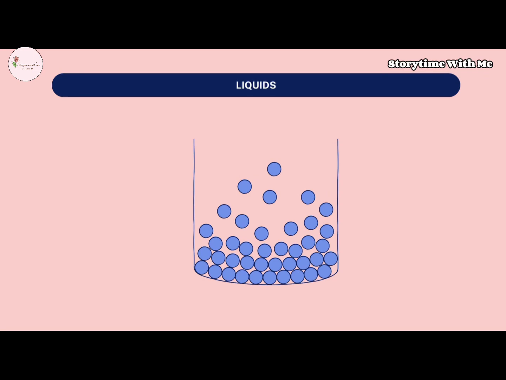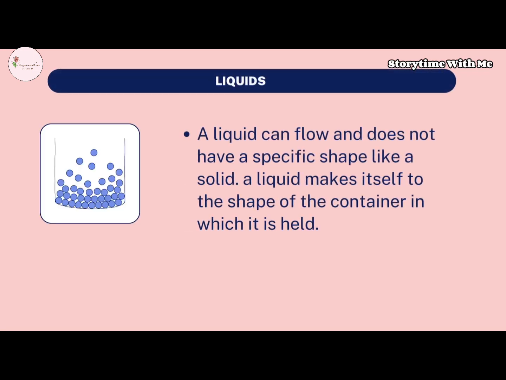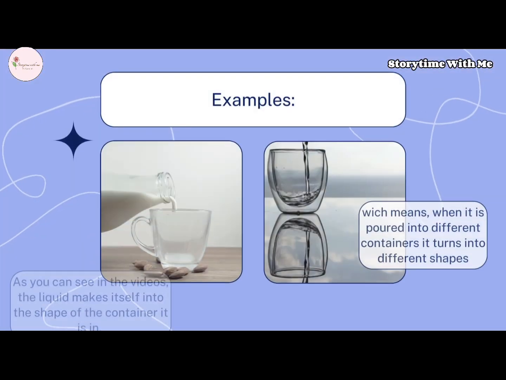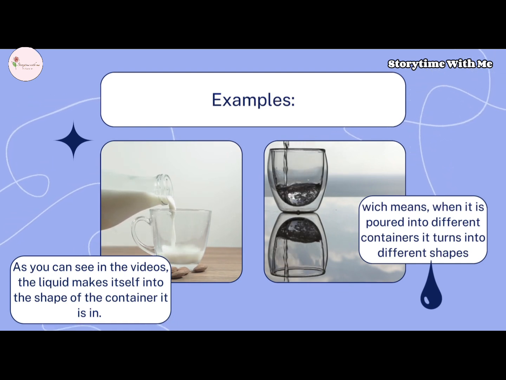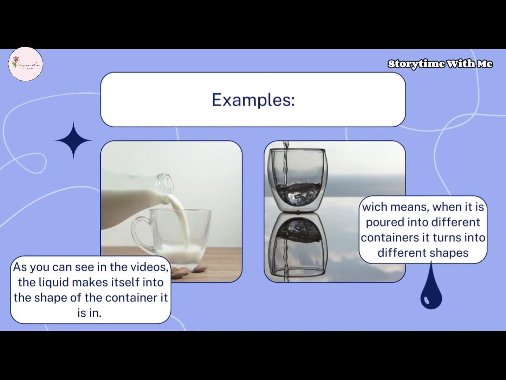Now let's have a look at liquids. A liquid can flow and does not have a specific shape like a solid. A liquid makes itself into the shape of the container in which it is held. Liquid, for example, is, as you can see in the videos, the liquid makes itself into the shape of the container it is in, which means when it is poured into different containers, it turns into different shapes.